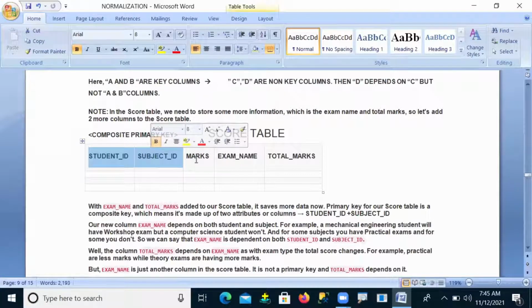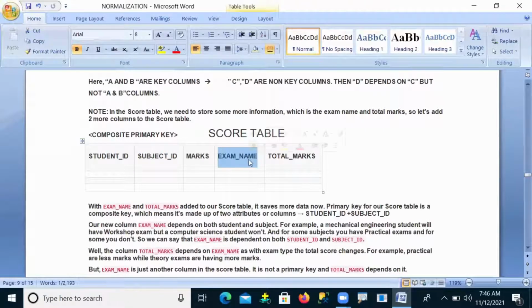Now we can check it. Suppose this is the primary key, and marks is a non-primary key, but it depends on both. So the marks column depends on student ID and subject ID. That means this non-primary key column depends on the primary key columns. So I just leave it. And come to the next one, examination name. The examination name also depends on student and subject. Only when both are present can we write the examination. Yes or no? The student should be required and the subject should be required, then we are writing the examination name. So it also depends on these 2.